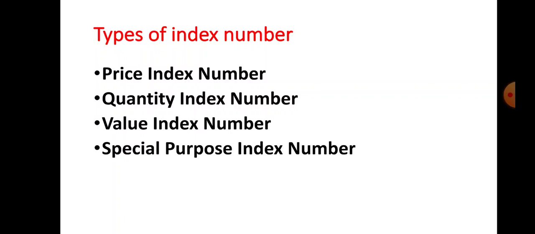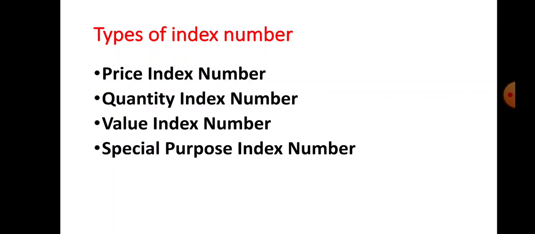It measures changes in the level of output or physical volume of production in the economy. For example, changes in agricultural production, industrial production, etc. over a period of time. So here we use quantity index number.